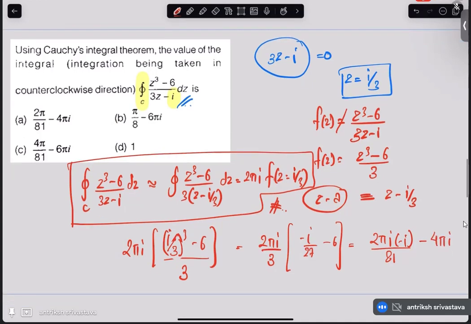And i square is again minus 1, and minus times minus is 1. So you will have 2 pi by 81 minus 4 pi i. Right, this is going to be your answer. All right. Finally, after all this trouble, we are able to get the solution.